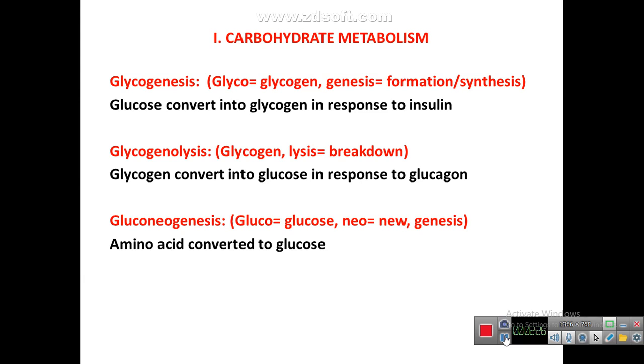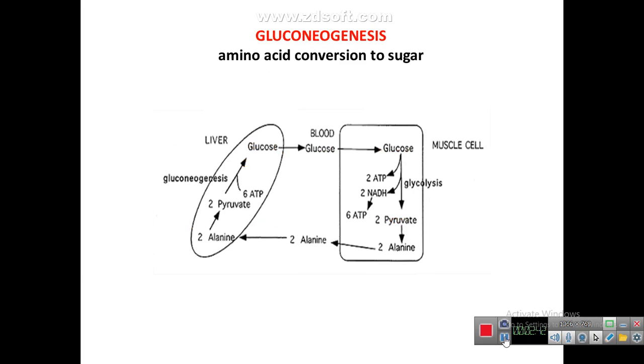Third, gluconeogenesis. Gluco is for glucose, neo is for new, and genesis is for synthesis or formation. In this process, amino acids are converted to glucose. The pathway that shows the conversion of amino acid to sugar.